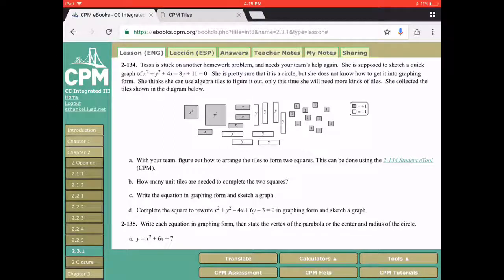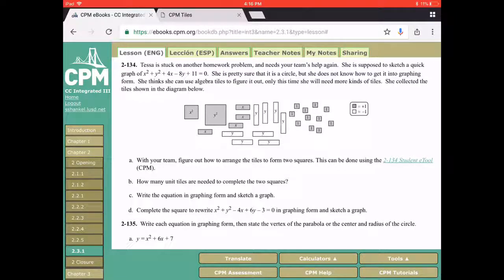So we have x squared plus y squared plus 4x minus 8y plus 11 equals 0. That's the standard form equation of a circle, but we want to turn it into the graphing form equation of a circle. If you remember from a previous lesson, the graphing form of a circle is (x minus h) squared plus (y minus k) squared equals the radius squared. So we're going to try to turn it into that form.